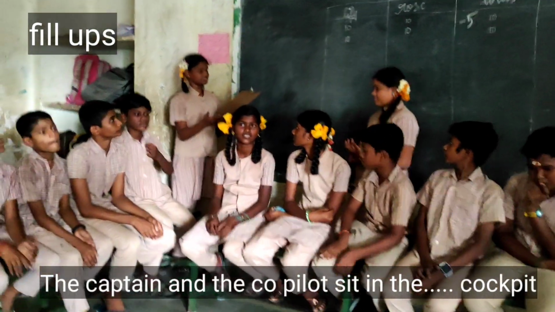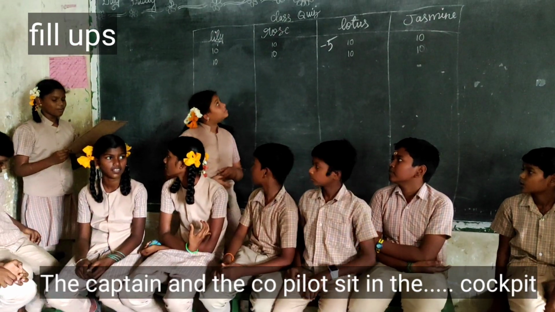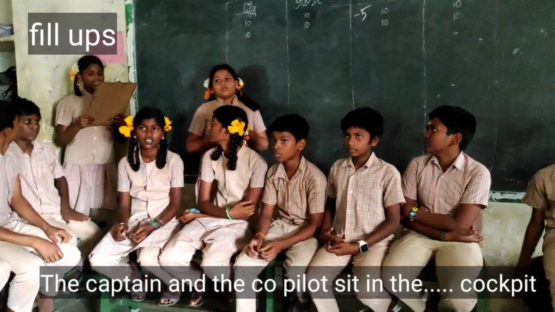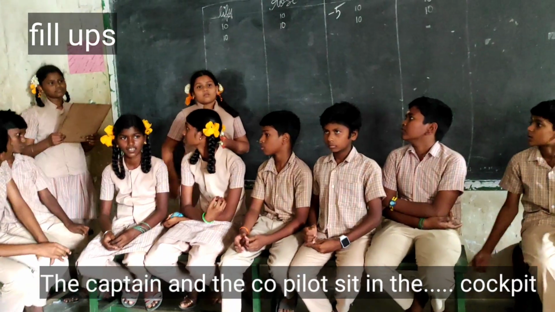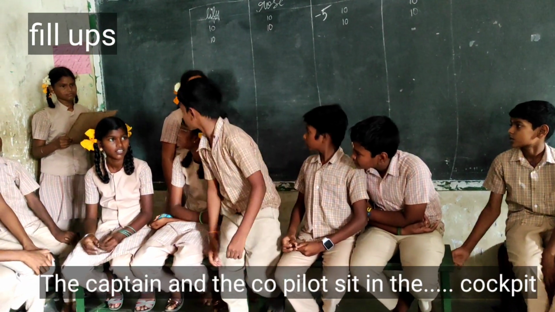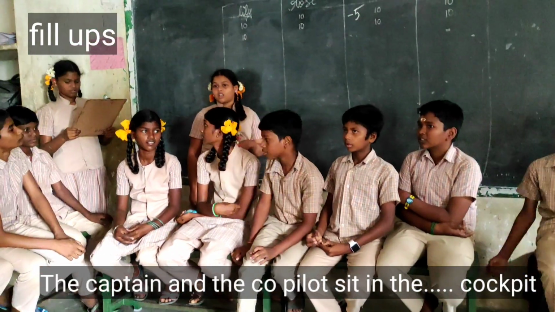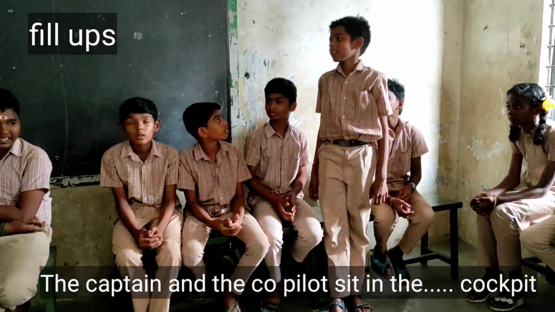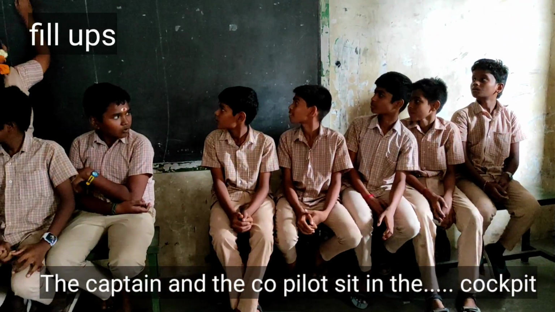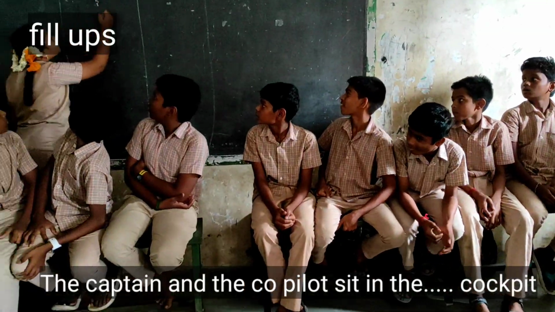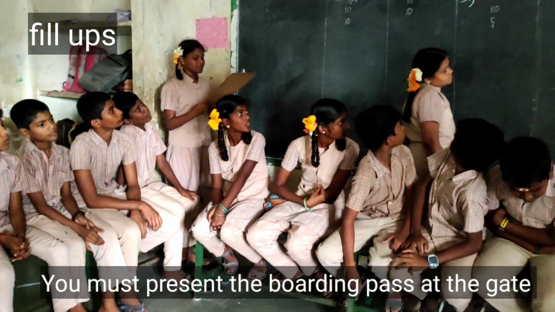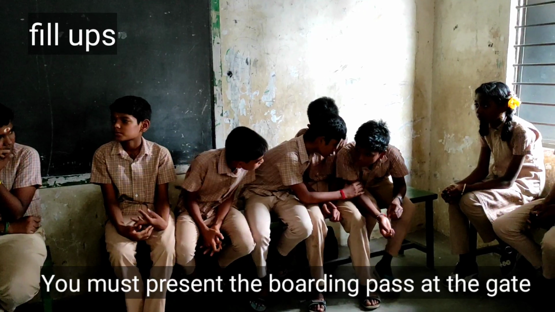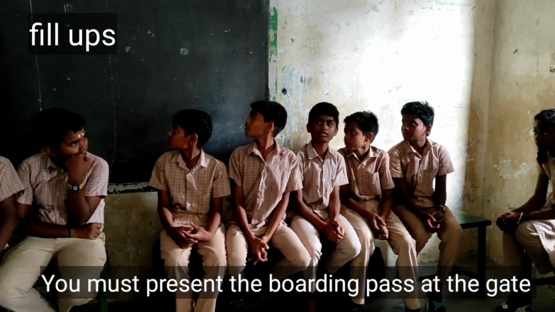Okay, next round to Rose. The captain and the co-pilot sit in the dash. Repeat. The captain and the co-pilot sit in the dash. Pass to the next. Cockpit, right answer. Okay, now one question to Lotus. You must present the dash card at the gate. Right answer.